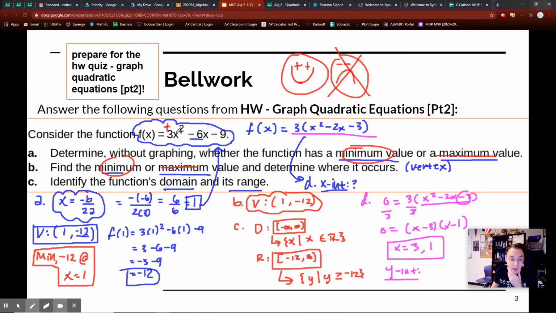Okay. If I wanted to go even further to find my y-intercepts, I absolutely could. Just plug in 0, f of 0. So just plug in 0 for x. That goes poof, that goes poof, and you get negative 9. So that means y equals negative 9. That is going to be your y-intercept.